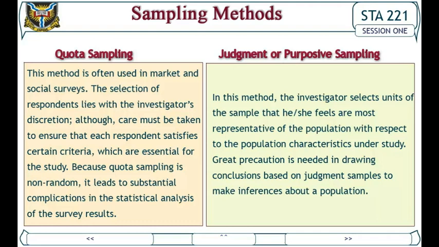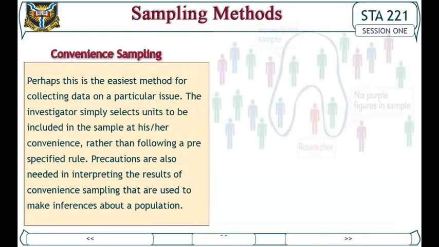2. Judgment or purposive sampling. In this method, the investigator selects units of the sample that he or she feels are most representative of the population with respect to the population characteristics under study. Great precaution is needed in drawing conclusions based on judgment samples to make inferences about a population.